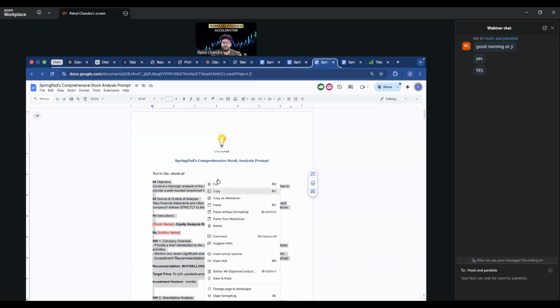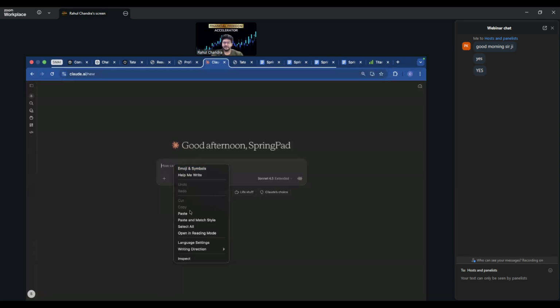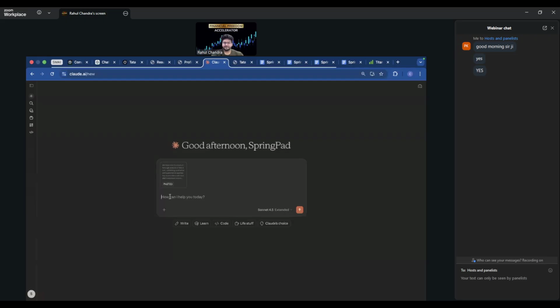What you need to do, copy it. Why is this prompt long? Because I have exactly taught it what are the different things I wanted to analyze in my equity research report, how to go about that analysis, how to go about the valuation. I have detailed each and everything. That is why it is a long prompt, and I have also given it how I want the sample output to look. So you copy-paste the prompt and you enter the name of the stock.